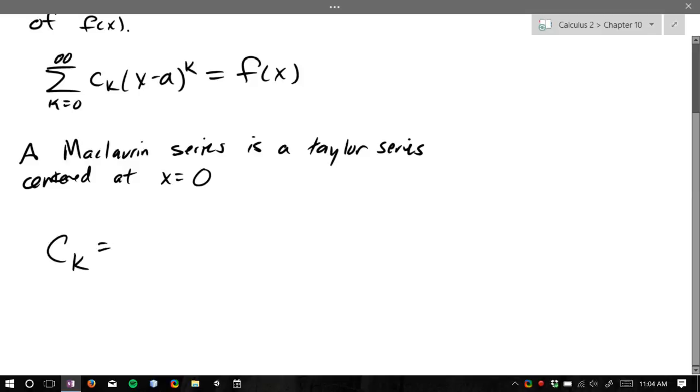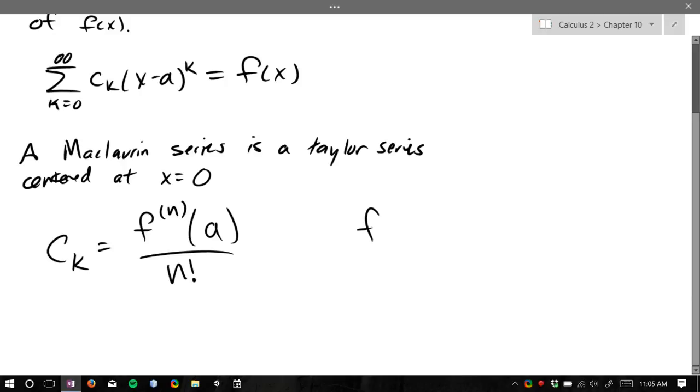So c_k is that coefficient. It's going to be, I don't know if we've used this derivative notation before, f^(n)(a) over n factorial. So this f with a little n in parentheses means take n derivatives. Obviously, if you're taking the fifth derivative, it's a little silly to write the little single quote version of derivative.